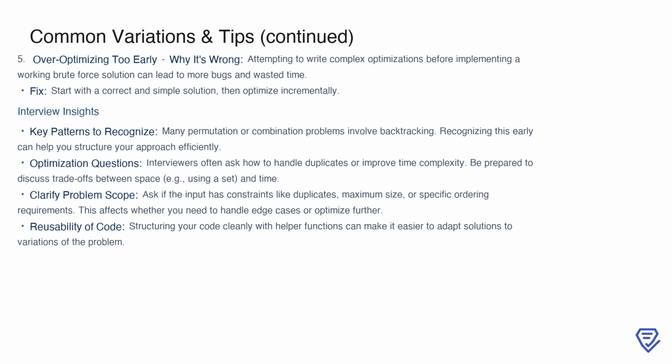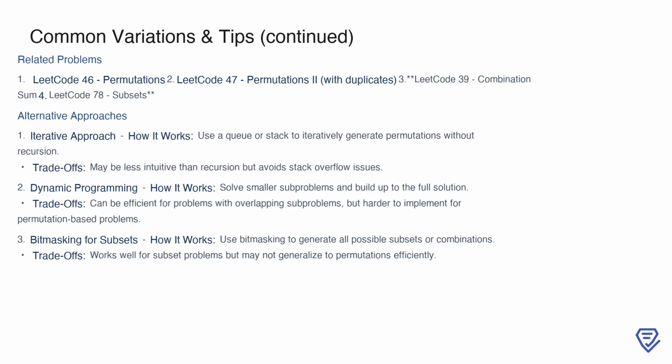Additionally, writing reusable code is a valuable habit. Breaking your solution into clean helper functions doesn't just improve readability, it also makes adapting your logic to variations of the problem much easier. Finally, exploring related problems can deepen your understanding of the core concepts. For example, LeetCode 46 focuses on generating permutations, while LeetCode 47 tackles permutations with duplicate elements. LeetCode 39 deals with combination sums, and LeetCode 78 explores subsets. These problems share techniques like backtracking and recursion, so practicing them can strengthen your problem-solving skills.